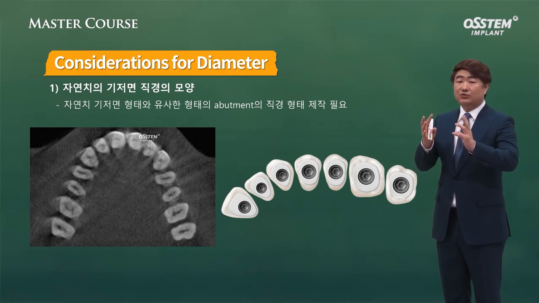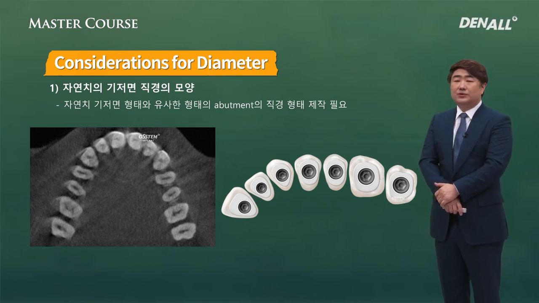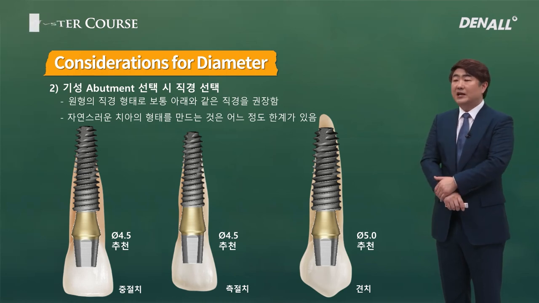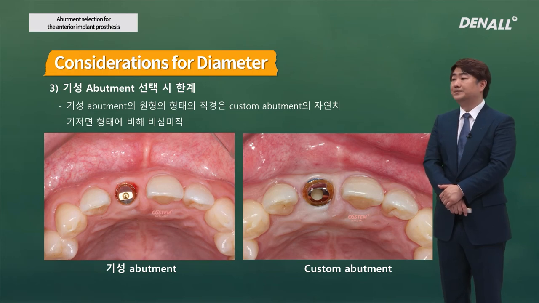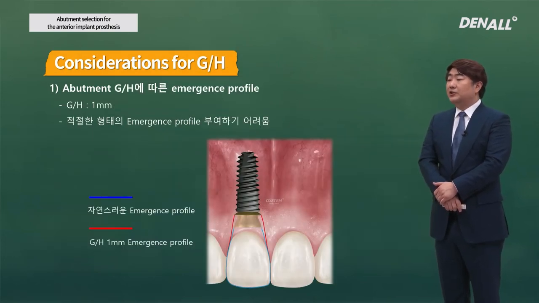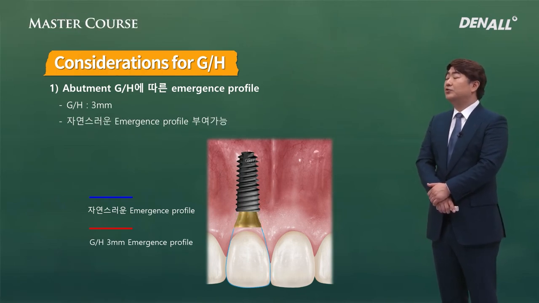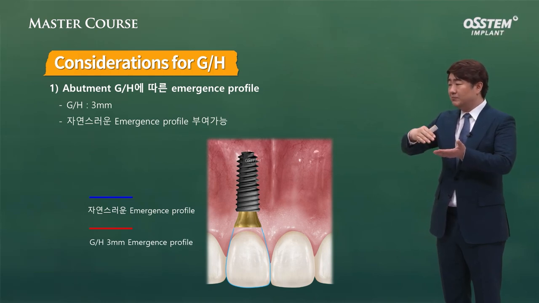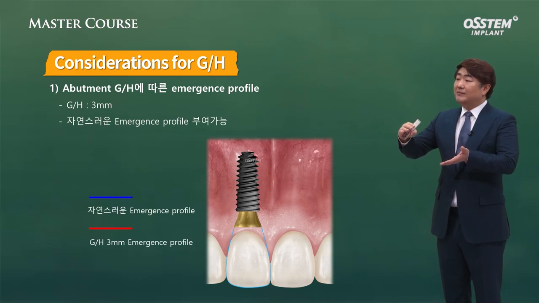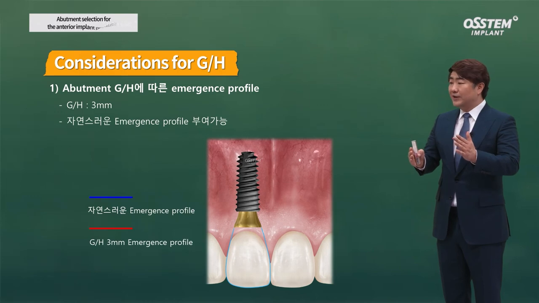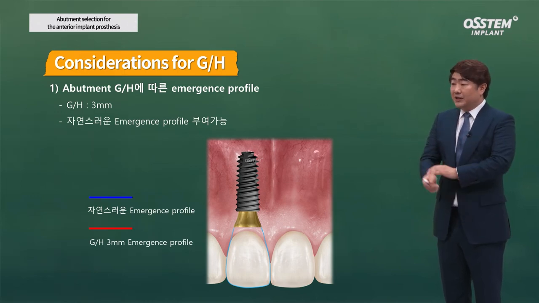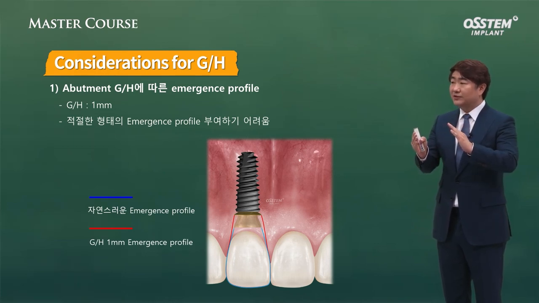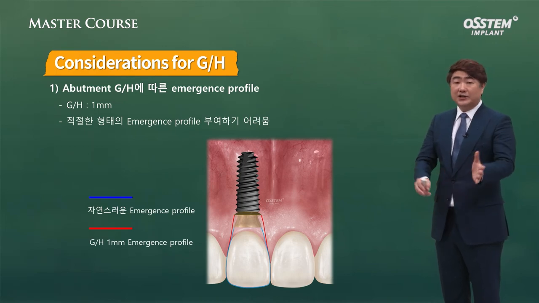For aesthetics, before extraction, having the same diameter as the natural teeth would be good. For the central and lateral incisors and canine there are recommended sizes, but using a ready-made abutment is better for aesthetics. Next, gingiva height. If the gingiva height is too low or too high, a natural running room cannot be created. The recommendation is a gingiva margin depth above 3 millimeters. With a 3 millimeter gingiva height, a natural emergence profile can be created even with a stock abutment. But as I said, even if the gingiva height is low, the crown area's running room can be adjusted to give more aesthetic results.